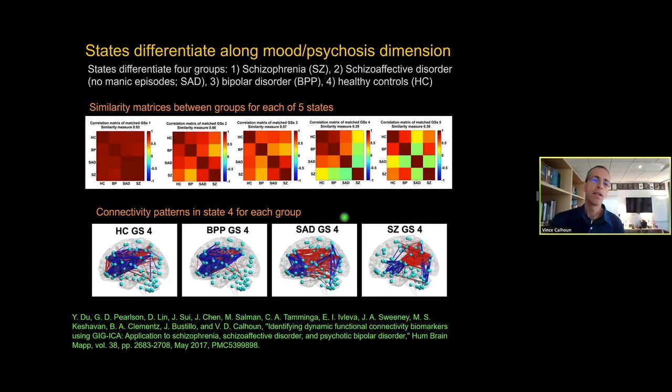First here is a data set using different subtypes of mental disorders, looking at schizophrenia, schizoaffective disorder, bipolar disorder, and healthy individuals. You can see 5 different states here. What I'm showing you in the boxes is the degree to which the groups are similar to one another. It's consistent with what we might expect: schizophrenia and schizoaffective disorder are the most similar, followed by bipolar, then healthy controls. Here's just one example of state 4 for these 4 different groups, showing the different patterns cell-wise.